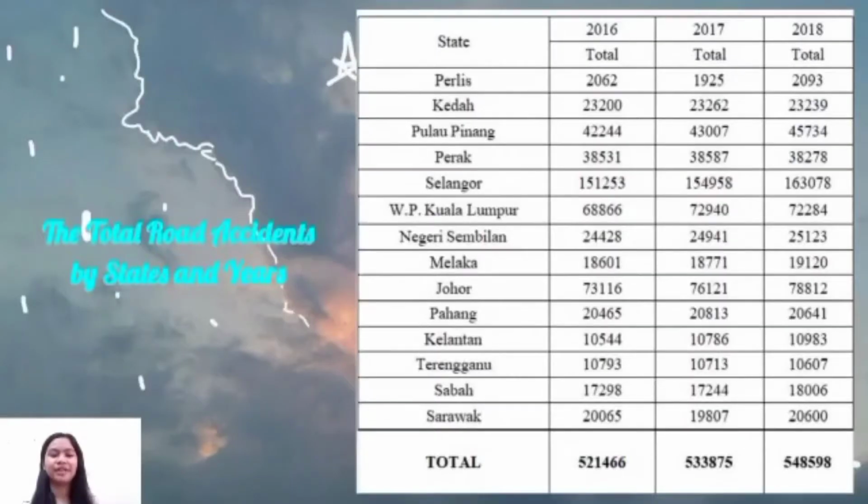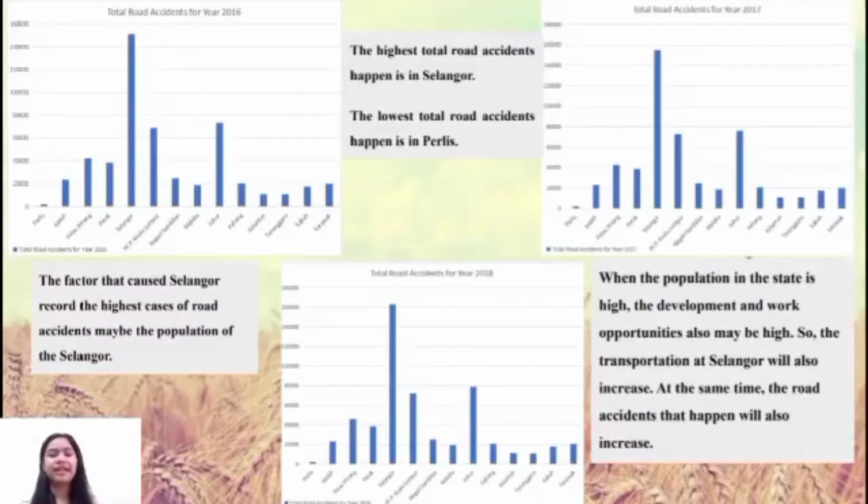Next is about the total road accidents by state and years. Same as the population, we also categorized the total road accidents into years and states. Then we proceed to the histogram graph. From the graph, we know that the highest total road accidents happened in Selangor for the 3 years. The lowest total road accidents happened in Perlis, also for the 3 years.